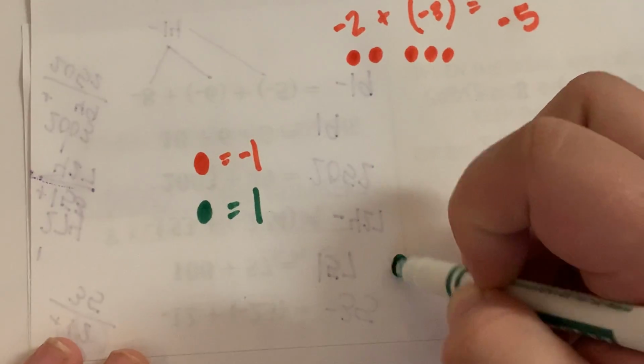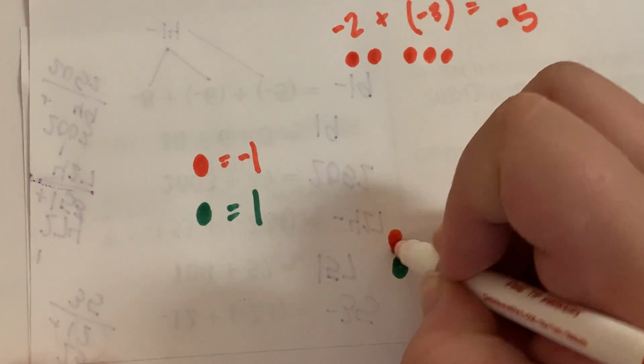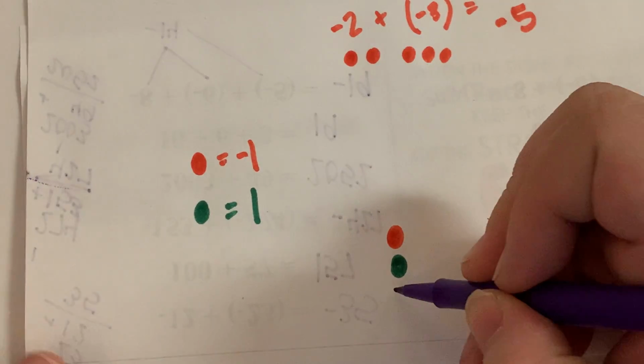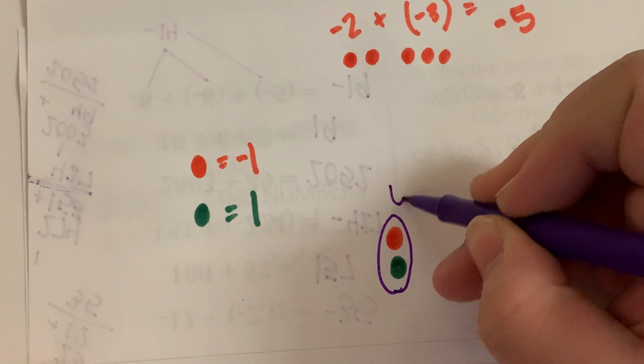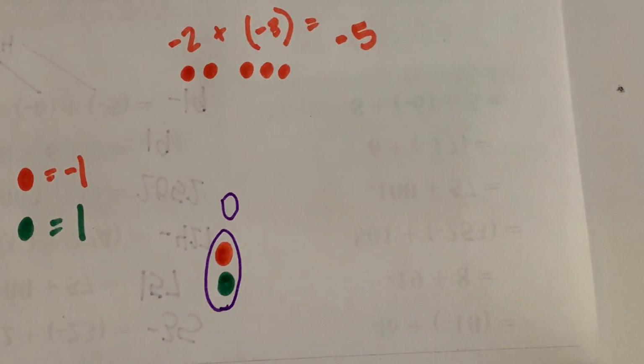So anytime you see a green dot and a red dot together, that equals what? 0. That's called a zero pair, because it's a pair that equals 0. Are you mind blown? Yes. Okay, so let's look at one of these problems.